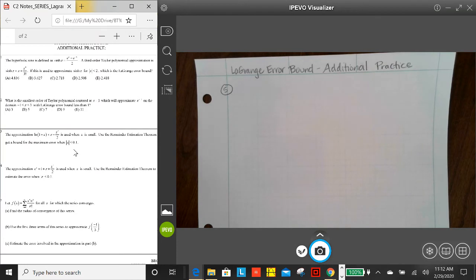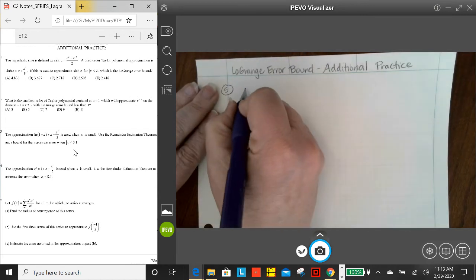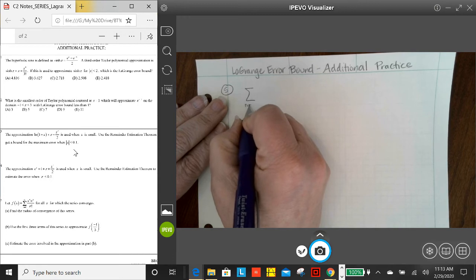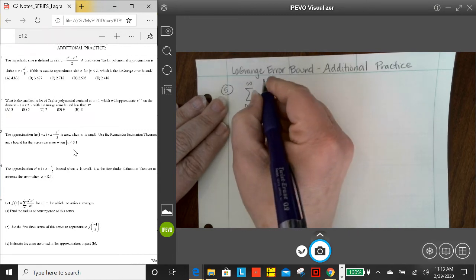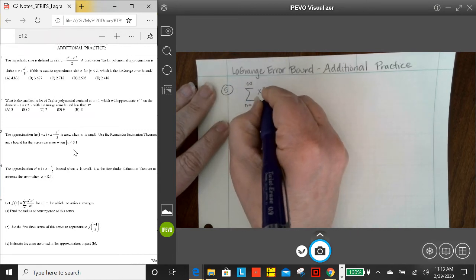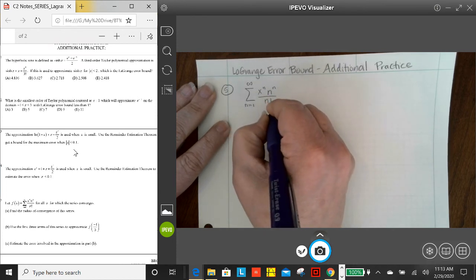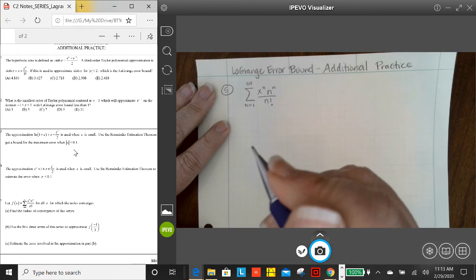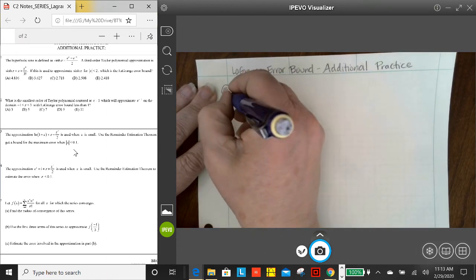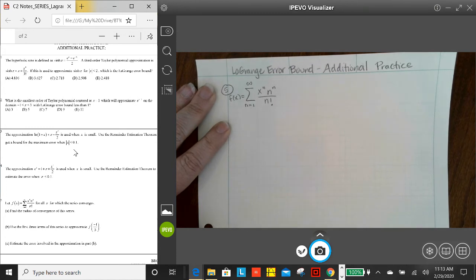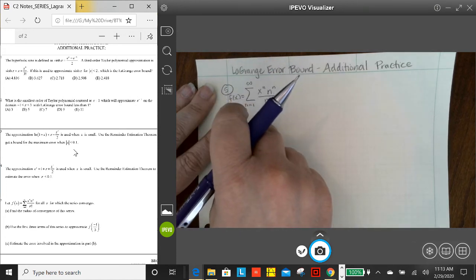Number 5 states, let f of x equal a power series. How do I know it's a power series? Because it's got an x in my nth term. So this is the sum from n equals 1 to infinity of x to the n, n to the n, divided by n factorial. And this is equal to f of x for all x for which the series converges. So this only works on its interval of convergence.